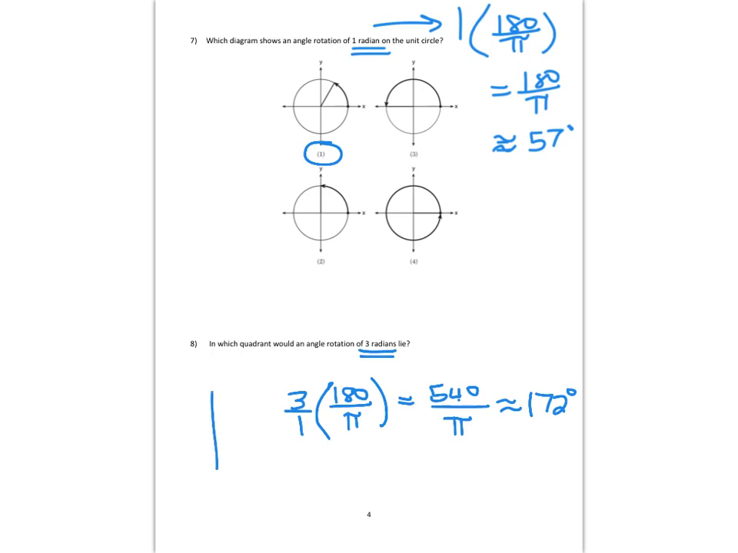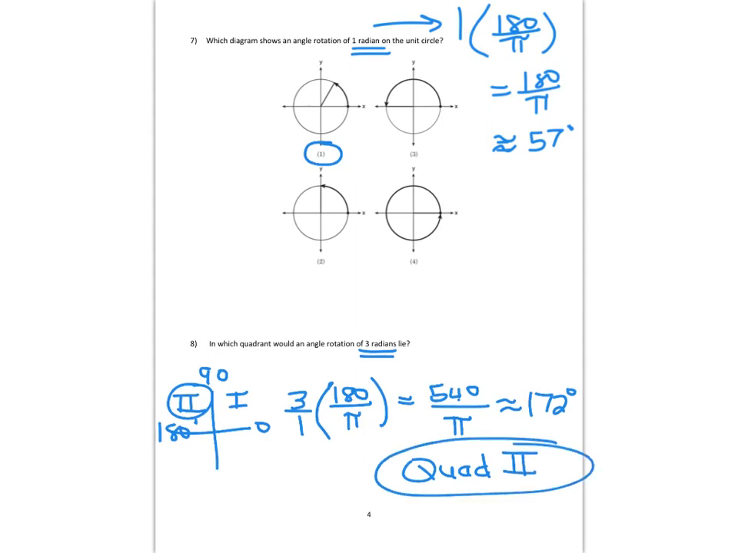Now, if we think about the quadrants, the first quadrant is between 0 and 90. The second quadrant is between 90 and 180. So quadrant 2, right, this right here, quadrant 2 would be our answer. That's where an angle rotation of 3 radians would lie.